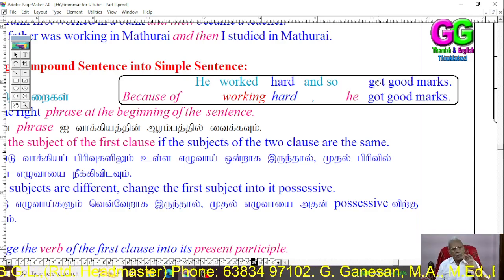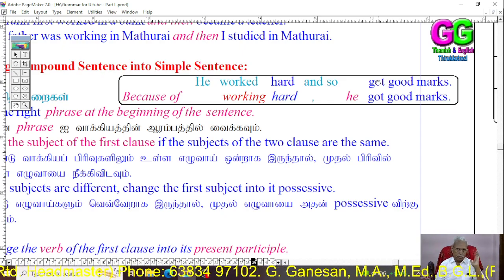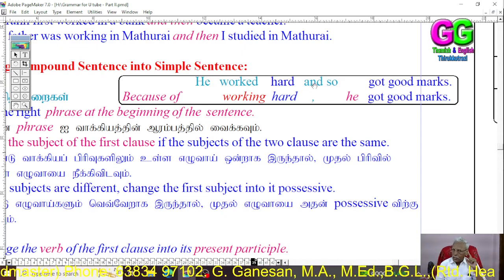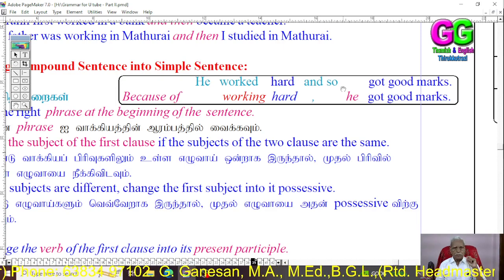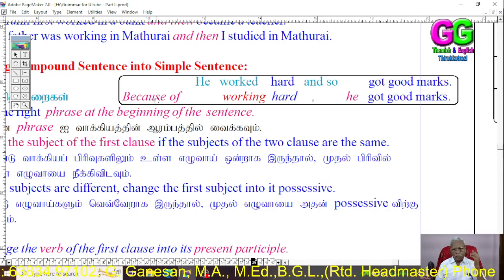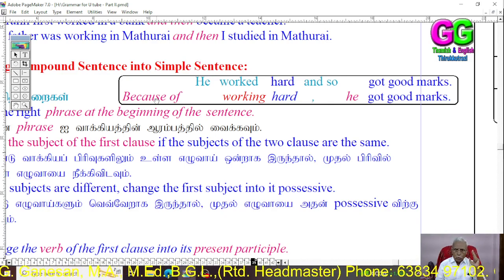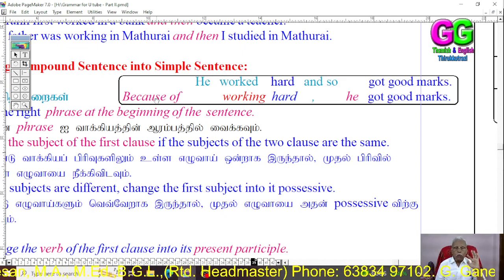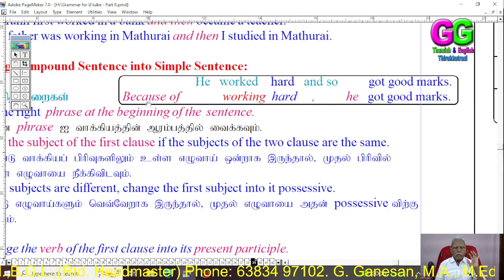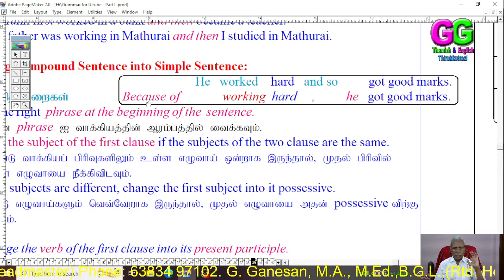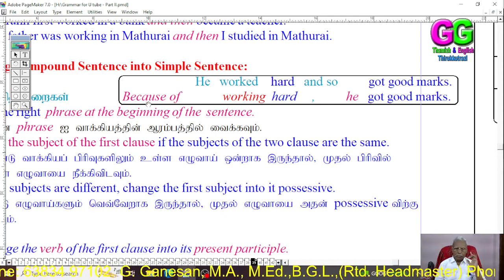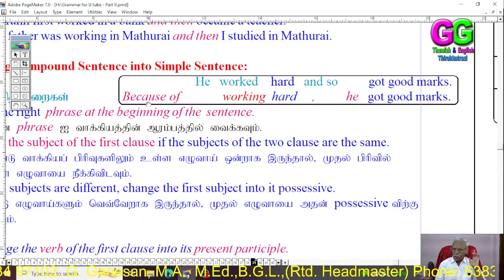Now we are going to change it into a simple sentence. See, here the compound conjunction is and so. Its phrase is because of. Because of, on account of, due to, owing to. Now there are four phrases. Here I have used because of and so. Because of has been placed first in the beginning of the sentence. The concerned phrase of the compound conjunction is placed first.